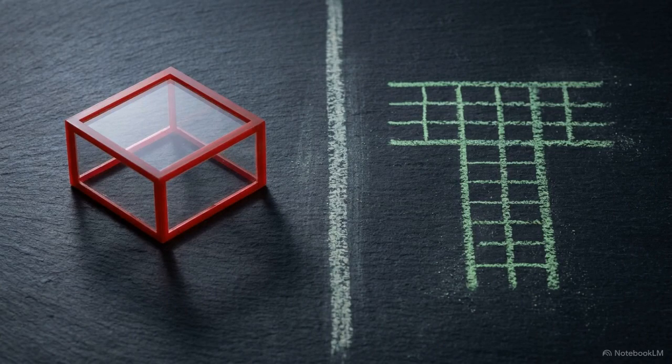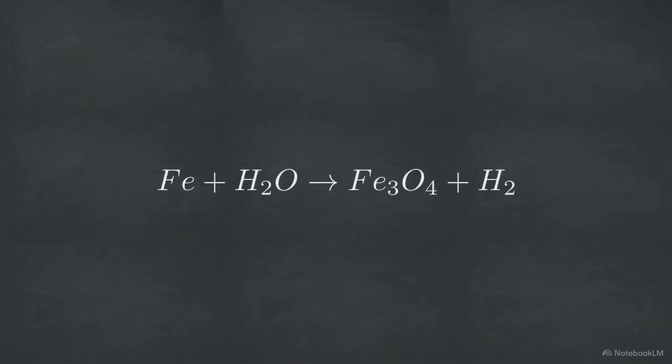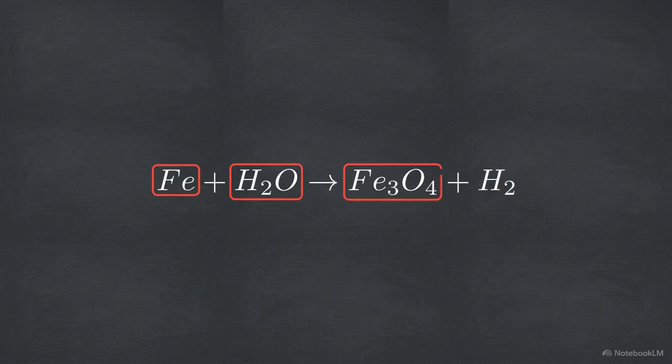The most reliable way to do this without losing track of your elements is a strict system called the box and table method. Let's apply this system to a more complex reaction. This equation shows iron reacting with water to form iron oxide and hydrogen gas. Step 1 is setting boundaries. We draw tight red boxes around every individual molecule on the board. Consider these boxes locked. The small subscript numbers inside define the exact chemical identity of each substance. You cannot alter them without changing the substance entirely.